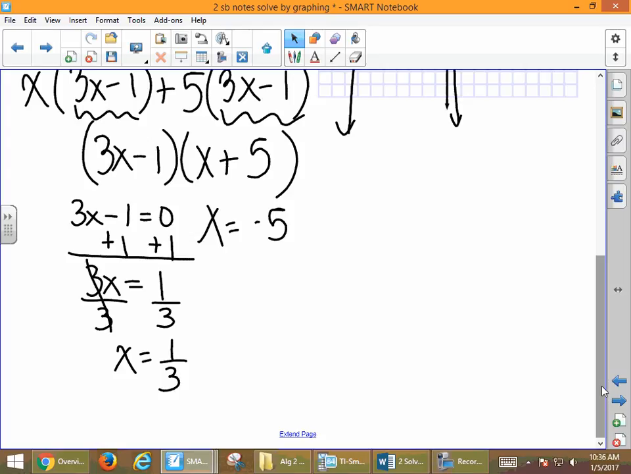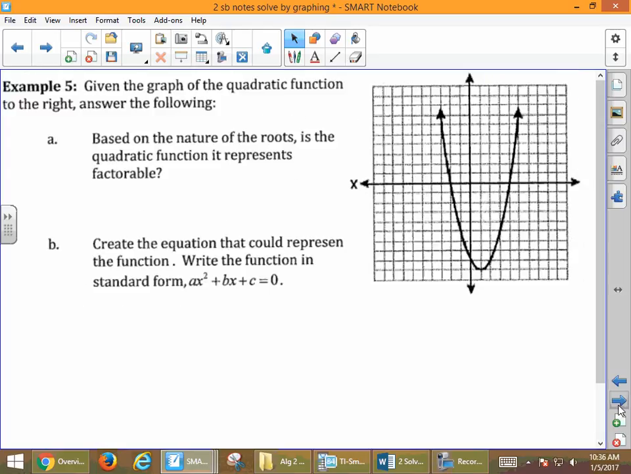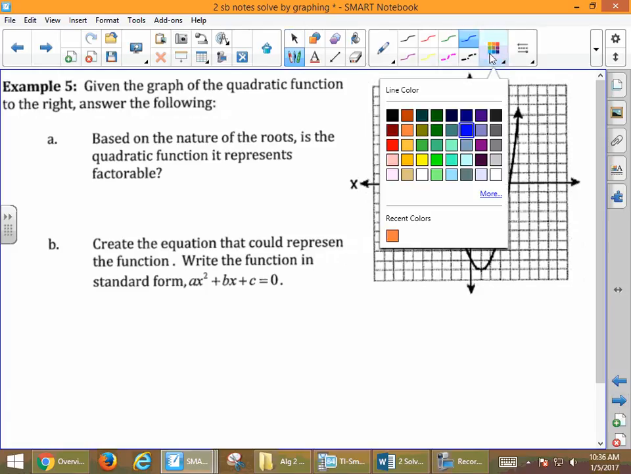As we finish here, the last problem, we're given a picture already. And it says, based on the nature of the roots, is this function factorable? What do you think? Because you can nod your head yes or no. Is it factorable yes or is it factorable no? And at least the people who are nodding are right on the money here. Yes.